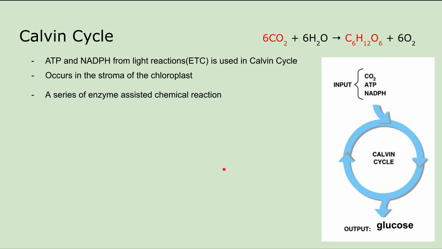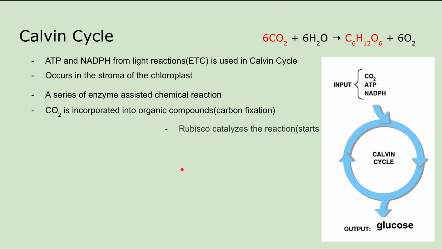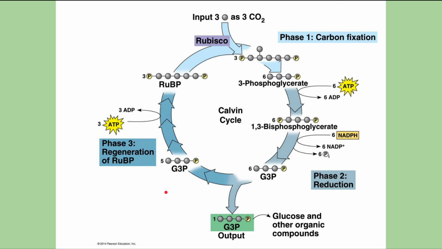Now, this is a series of enzyme-assisted chemical reactions. CO2, or carbon dioxide, is incorporated into organic compounds like RuBP, which is something that you'll see later. Again, organic compounds are things that have carbon in them. Rubisco is an enzyme that catalyzes, or starts, the Calvin cycle. So here's a picture for you. I really like this picture because it really shows you. So let's go.